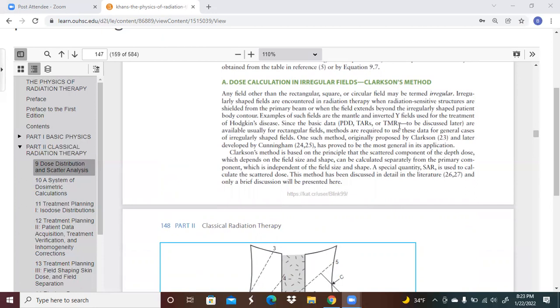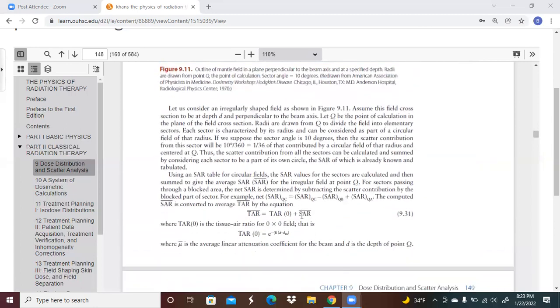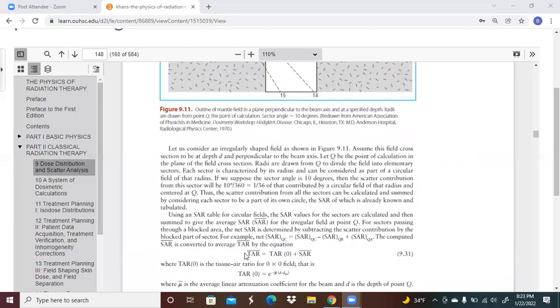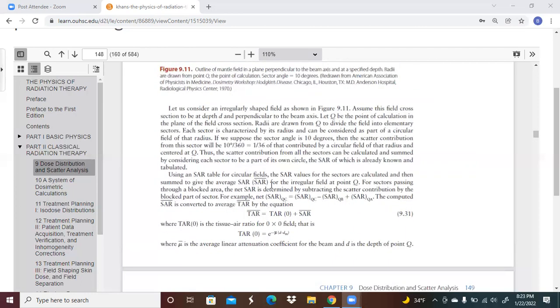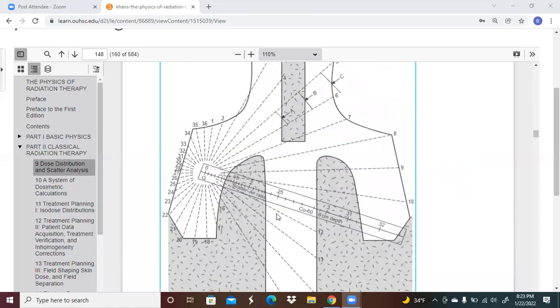Since a lot of this is available for rectangular fields, methods are required to use data for general cases of irregularly shaped fields. What we want to do with the Clarkson method is to determine what the average SAR happens to be. As you're going through, you're trying to figure out what the scatter error ratio is for all of these particular angles as you're coming in. You come up with an average SAR for an irregular field at point Q, the point at which we are measuring.